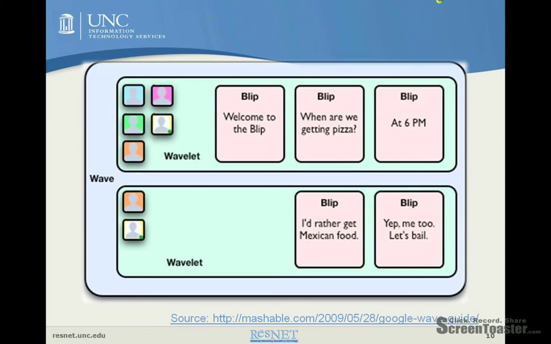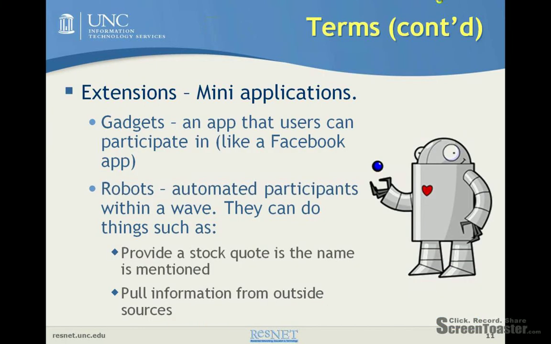So a wave is the larger thing. A wavelet, as you can see, the little silhouettes represent avatars of different people you're talking to, and then there's a blip, which is like a little IM conversation, like, hey, when are we going to get pizza? And people are going to reply to that. So terms are pretty easy.